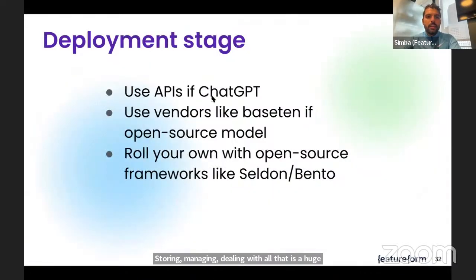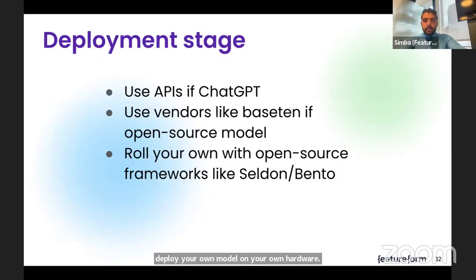Next is deployment. Deployment could be as simple as just using an API. There are also vendors that have the open source models in GPT form or ChatGPT form, which you can use. I keep using ChatGPT and OpenAI interchangeably, but you get what I mean. You can also roll your own. So you can use frameworks like Seldon or Bento, which allow you to deploy your own model on your own hardware.